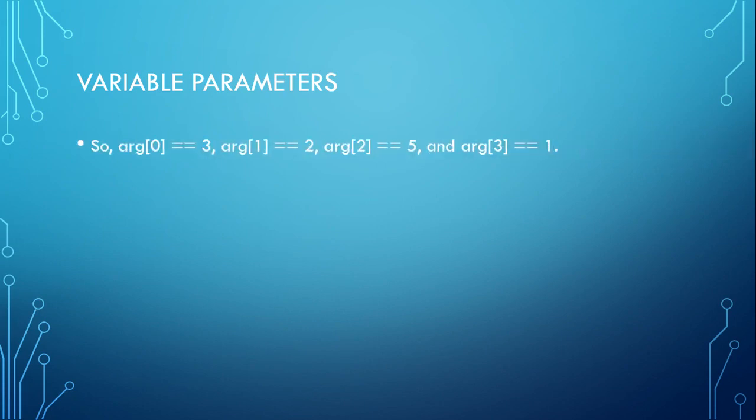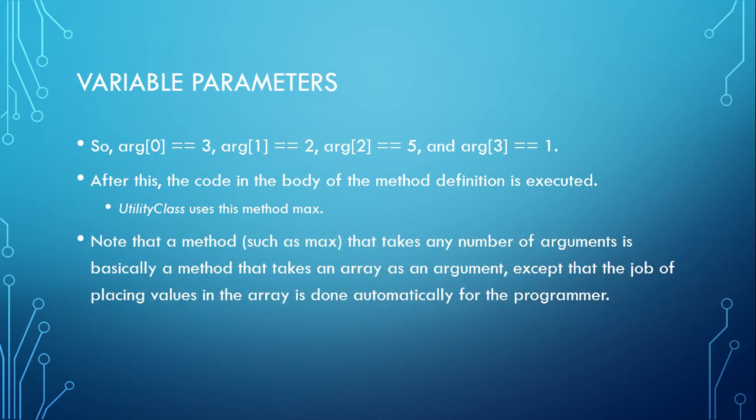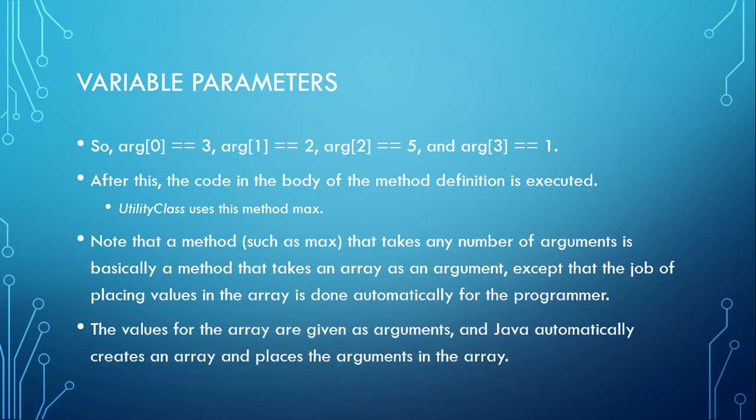So arg[0] is equal to 3, arg[1] is equal to 2, arg[2] is equal to 5, and arg[3] is equal to 1. After this, the body of the definition is executed. Now note that a method such as max that takes any number of arguments is basically a method that takes an array as an argument, except that the job of placing values in the array is done automatically for the programmer. The values for the array are given as arguments, and Java automatically creates an array.